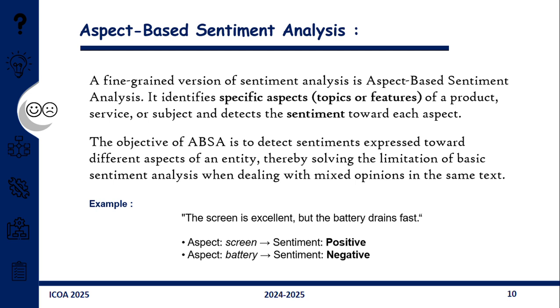Like this example, the screen is excellent but the battery drains fast. In this example, there are two aspects. First is screen and the second is battery. The first aspect is positive because the screen is excellent. However, the second is negative because the battery drains fast.